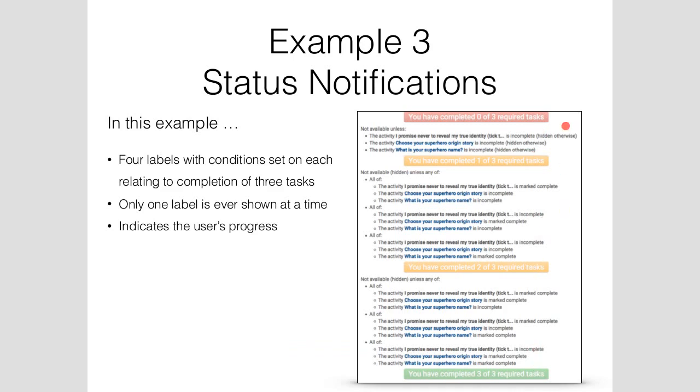To explain how I've set this up, I've set up 4 labels. One says you have completed 0 of 3 required tasks, then you have completed 1 of 3, you've completed 2 of 3, you've completed 3 of 3. The requirements on each of them are slightly different. For the first one, it's just that you have not completed any of the 3 tasks or activities down below. The second one is putting a combination together.